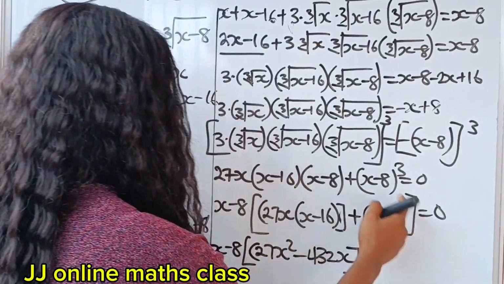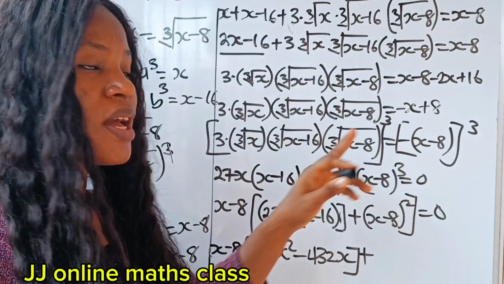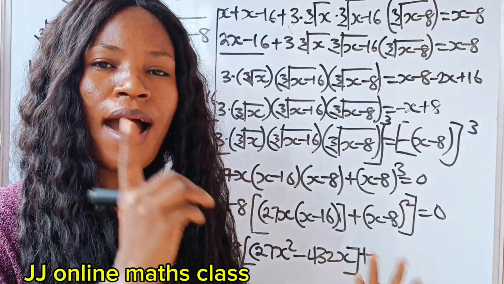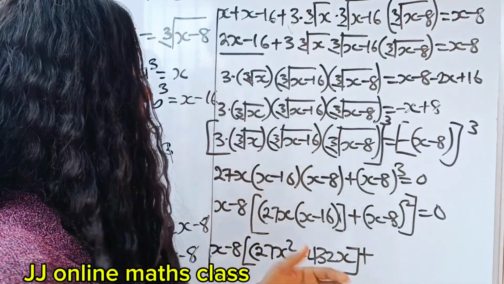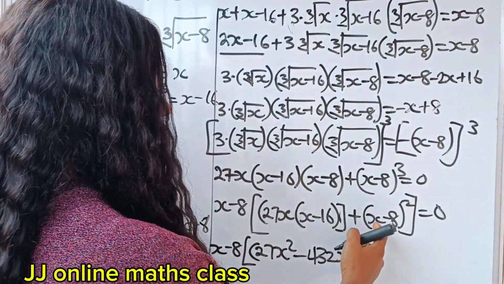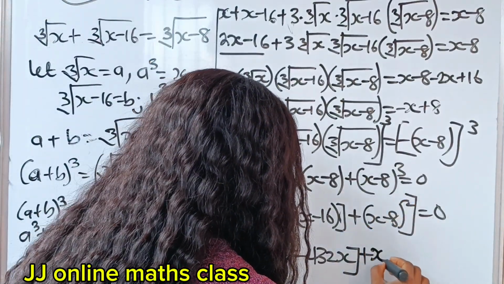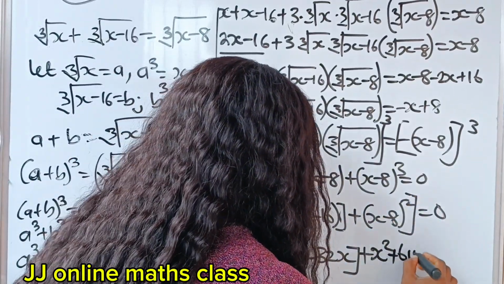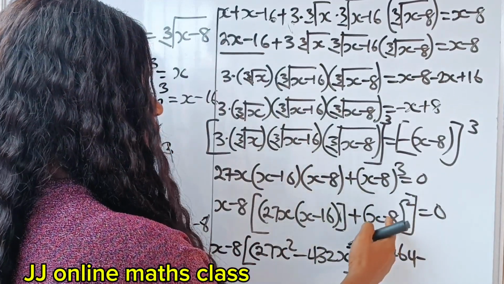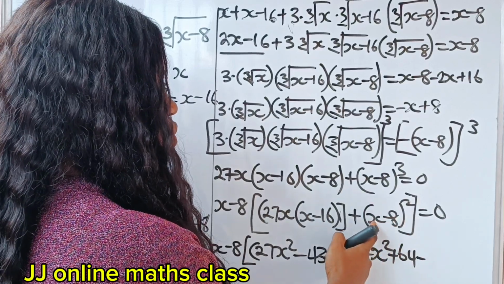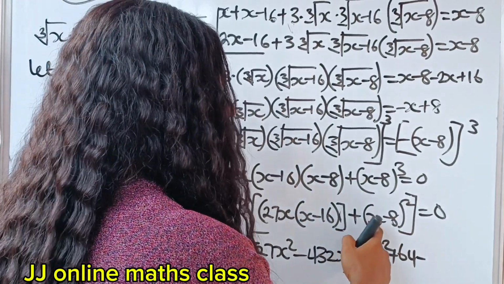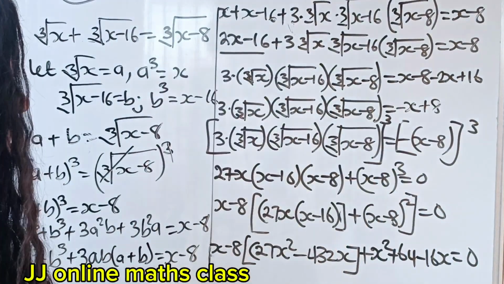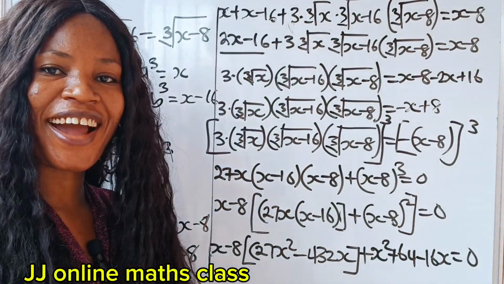Then let's expand this bracket. This bracket x minus 8 squared is an identity of algebra of a minus b squared. And this is what you're going to get: a squared, which is x squared, plus b squared, which is 8 squared, that is plus 64, minus 2 times ab, that is 2 times 8, which is 16, times x, which is 16x, is equal to 0. Okay, now I think we are getting to it.